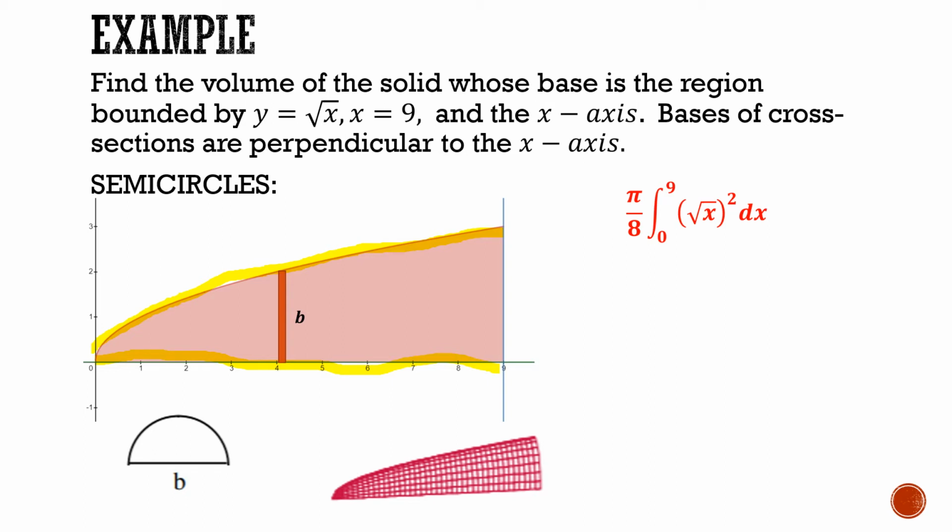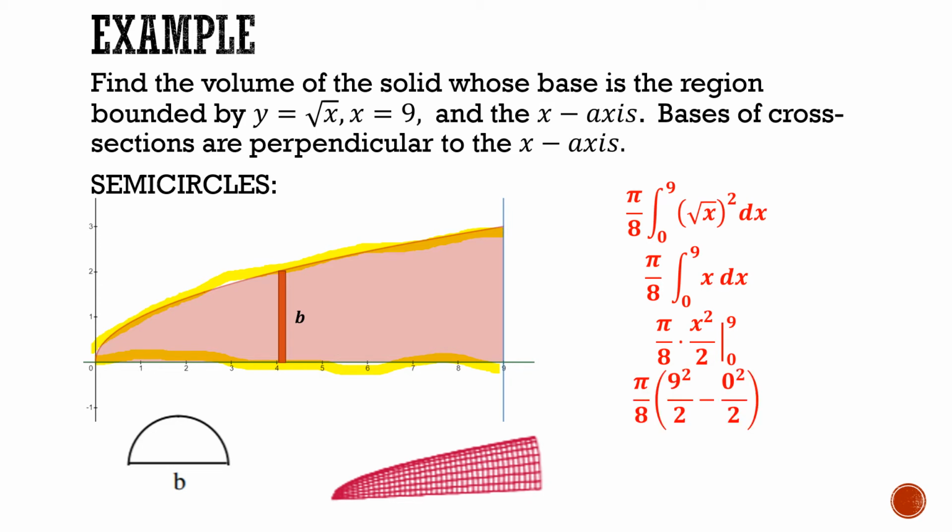So we get square root of x as our base, and then we have to square it to satisfy our area formula. All right, so simplifying that, I get pi over 8 times the integral from 0 to 9 of x dx. And then integrating that, I get pi over 8 times x squared over 2 from 9 to 0, which would be pi over 8 times 9 squared over 2 minus 0 squared over 2, which is 81 pi over 16.